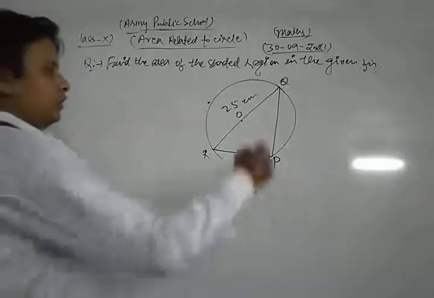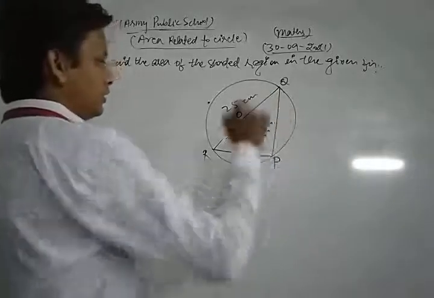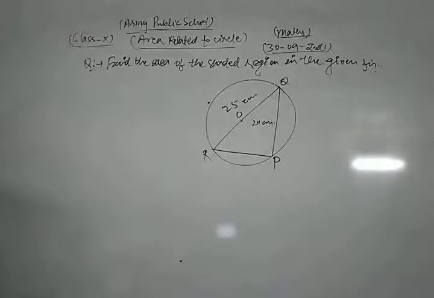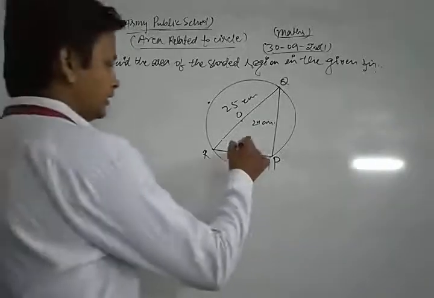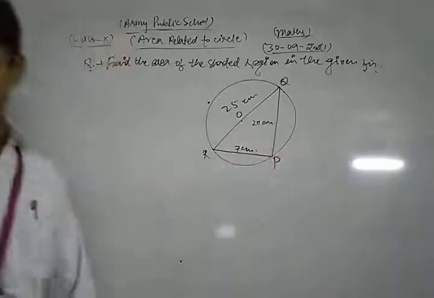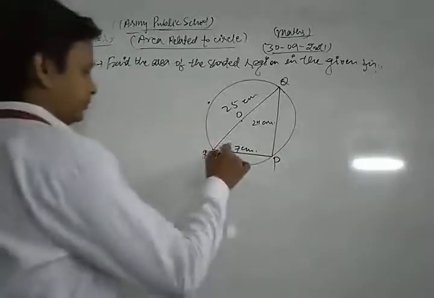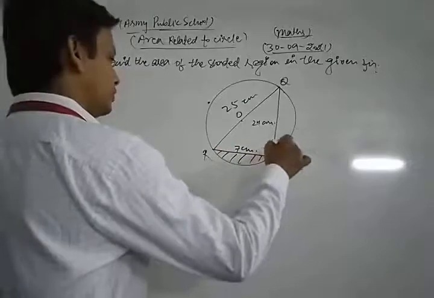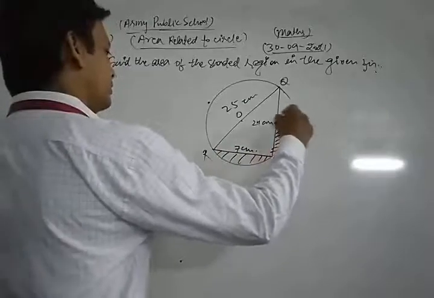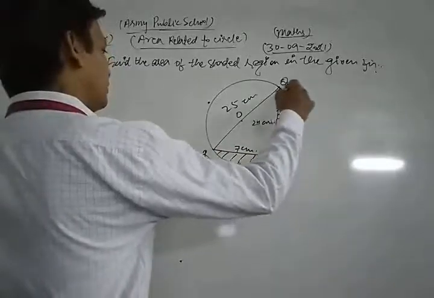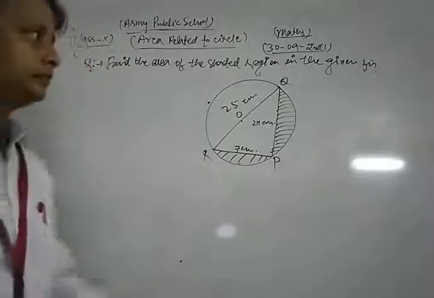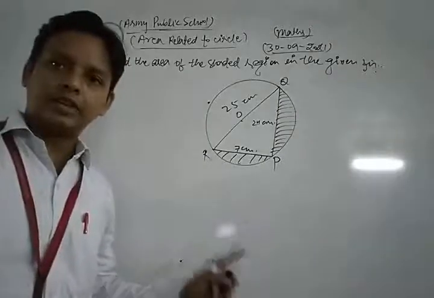PQ is 24 centimeter, and PR is 7 centimeter. This is 7 centimeter, and the shaded region is this portion. We find the area of the shaded region.